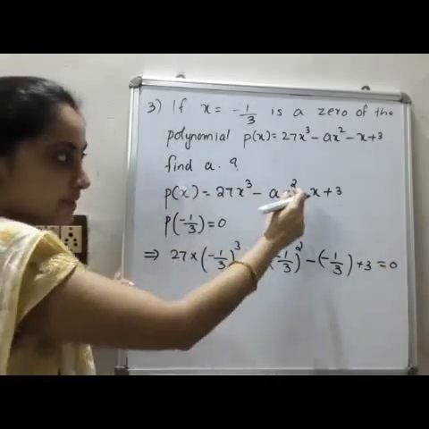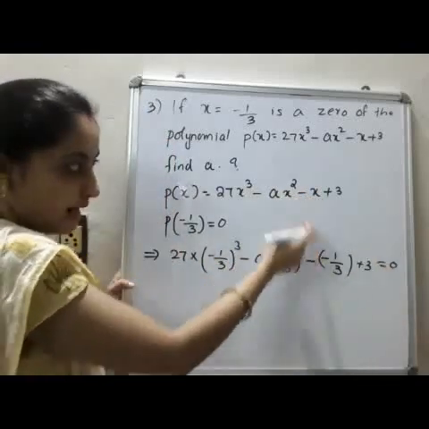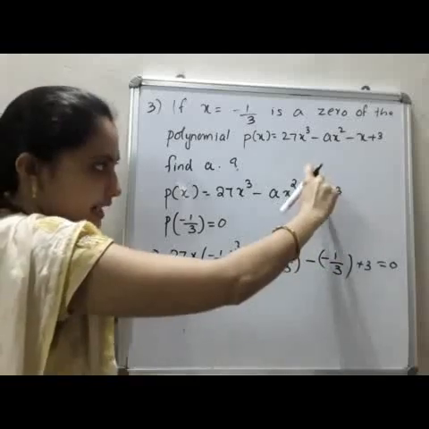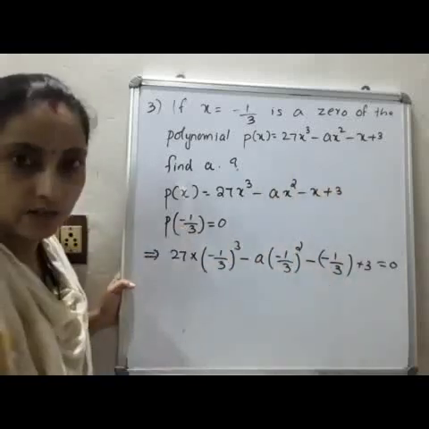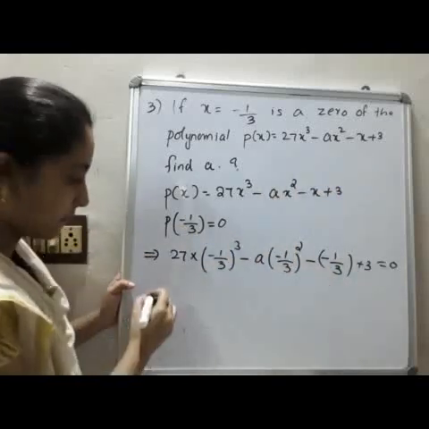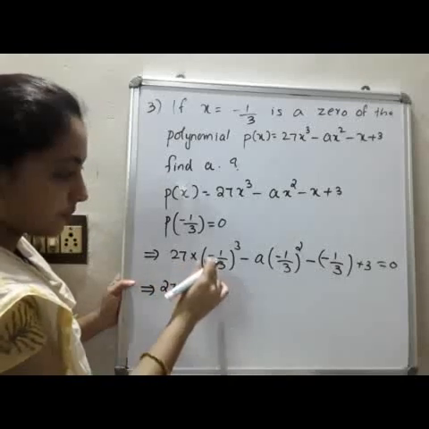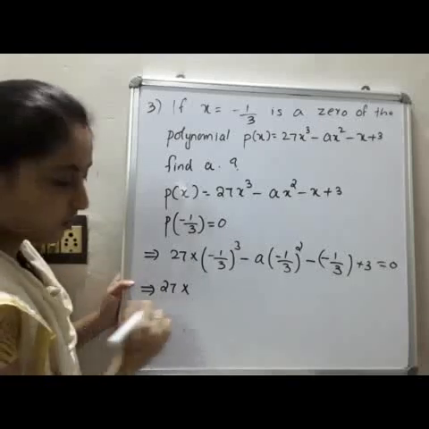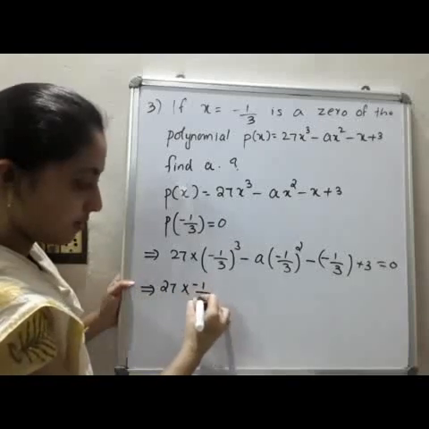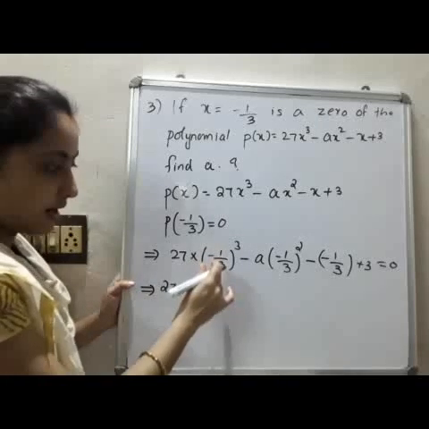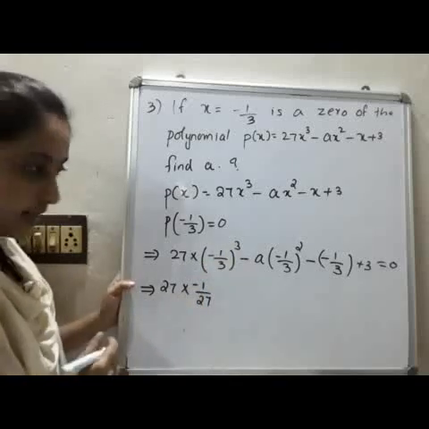Okay, listen here please. Minus x will come, so minus you have to write. Then instead of x, what we can write? Minus 1 by 3. Don't forget that. Okay, so that gives us 27 into minus 1 by 3 the whole cube is what? Minus 1 by 27, is it? Minus 1 by 3 cube. 3 cube is what? 27.